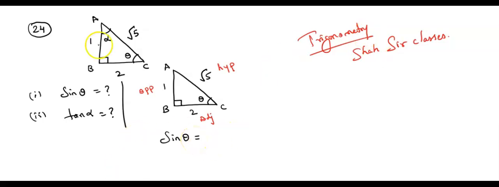Okay, now let me come to this point. Sin theta. We know that sin theta is equal to opposite by hypotenuse. So in this, what is the opposite value? That is 1, by hypotenuse, which is root 5. So the answer of sin theta is 1 by root 5. Done.